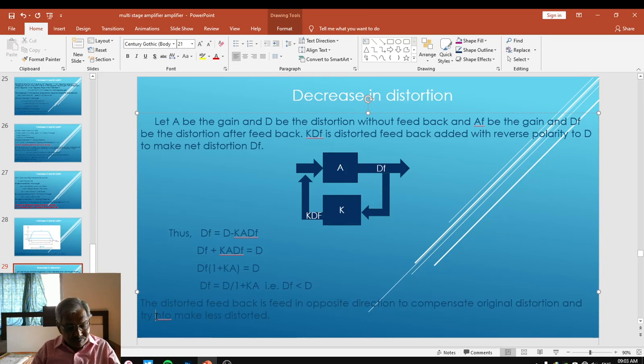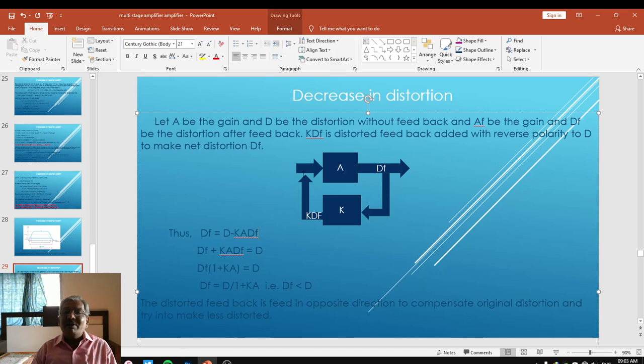Friends, to prove that, let me consider the block diagram of the amplifier and the feedback network. Here, this particular block represents the basic amplifier whose voltage gain is A. And the lower block represents the feedback network with the feedback factor K.